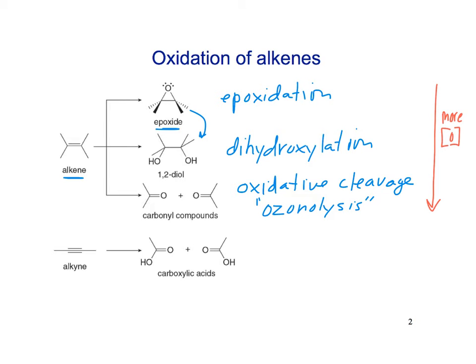The last reaction that we'll look at is the oxidative cleavage of an alkyne. And because there's two pi bonds, it oxidizes one step further, and this gives a mixture of carboxylic acids. This as well is an oxidative cleavage. Also will be an ozonolysis.